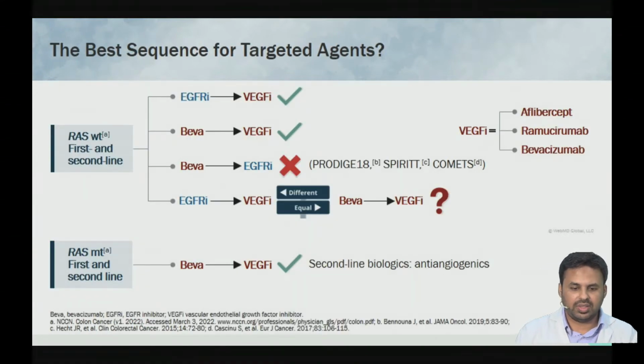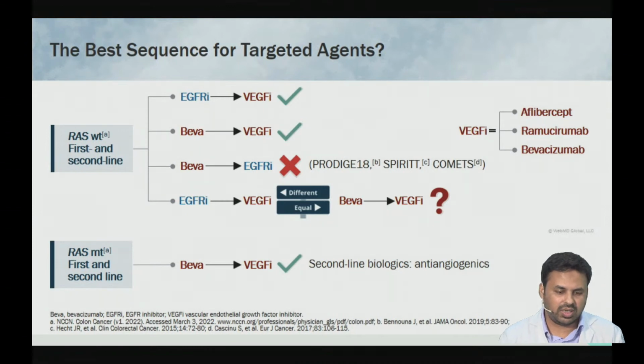So what will be the sequence? If we start with EGFR, we have to follow with VEGF in the RAS wild type. If we start with the anti-angiogenic, then keeping the EGFR for the second line would not help. Many of the trials have shown that following anti-angiogenic agents with the anti-EGFR doesn't help.